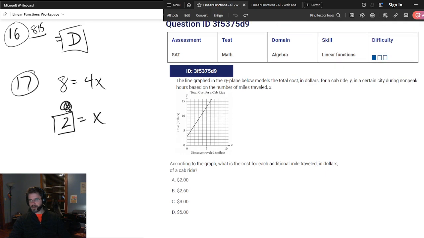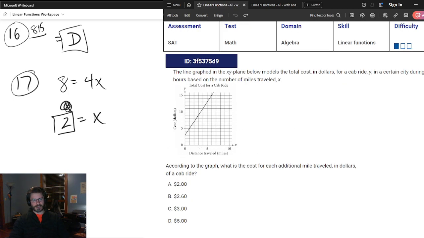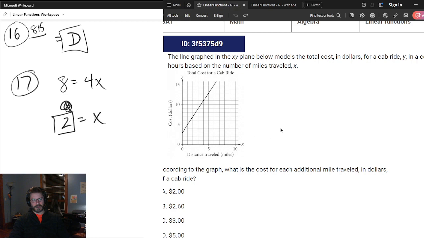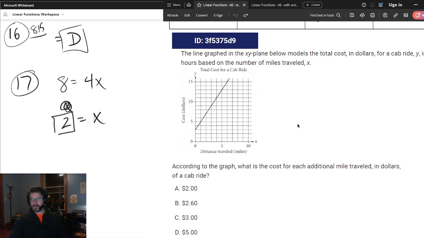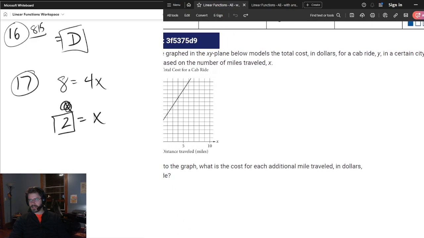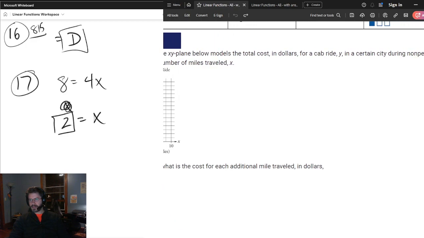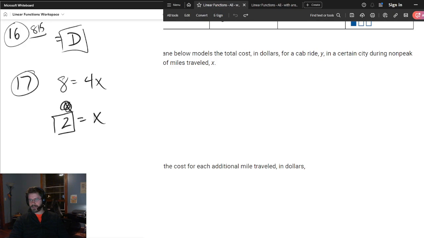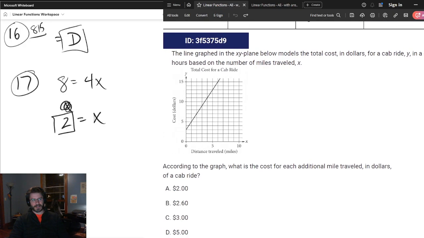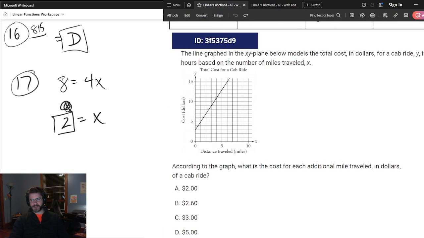We got a graph interpretation finally. Haven't seen too many of these so far. It's a linear function, of course. I'll zoom in just a tiny bit here. So the line is graphed in the xy plane below. Well, the cab ride, don't really care about that. Cab ride y, so that's the cost, is the y value in a certain period during non-peak hours based on the number of miles traveled. So miles traveled is x, cost is y. We see that on the axes.